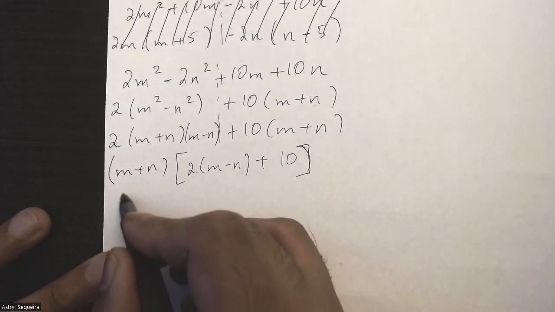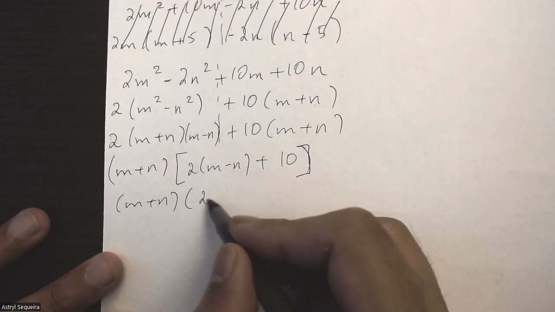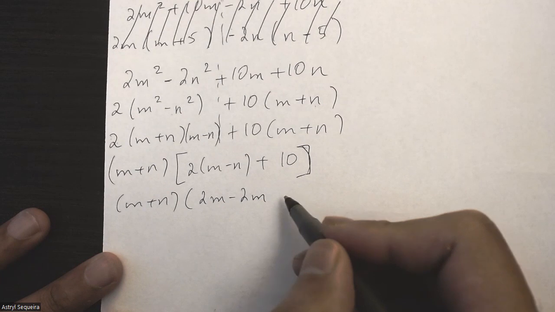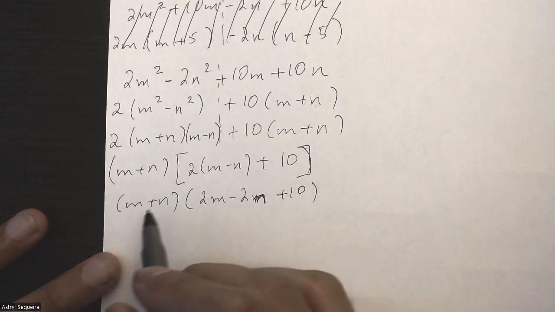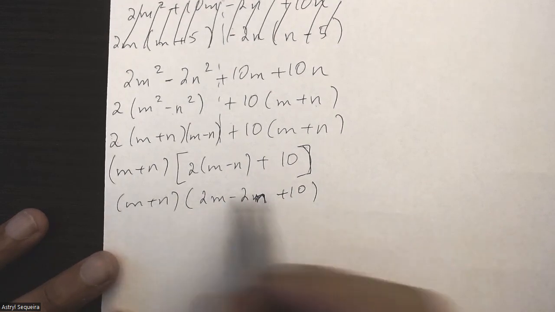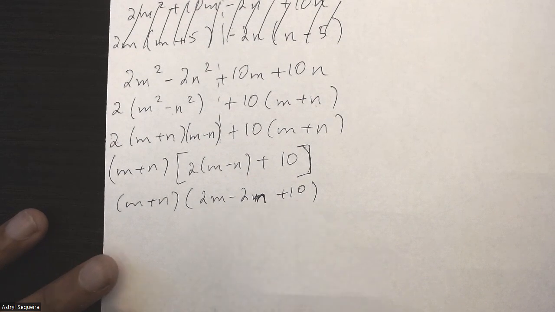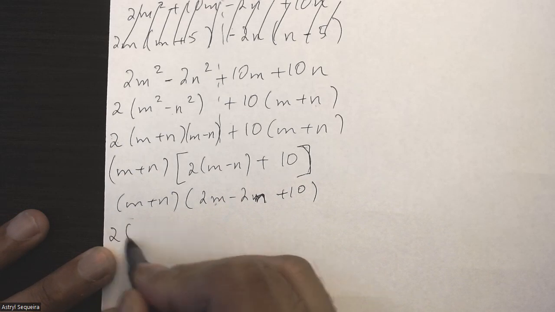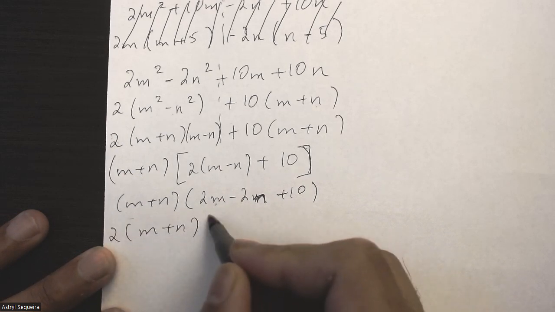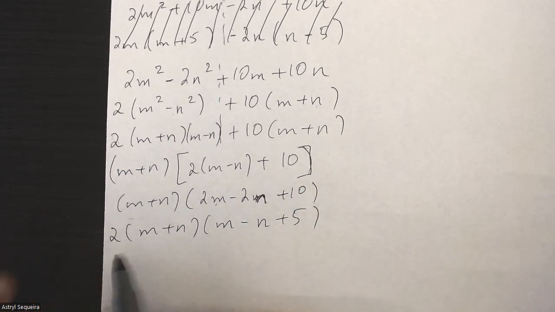Now I just want to simplify the inside over here. So m plus n times, I'm going to multiply this into the brackets, 2m minus 2n plus 10. And then there's no like terms that I can combine over here. But again, what you do notice is you can actually factor a 2 out of all of these. So I'm going to factor out this 2 and bring it all the way to the front. And this turns into m minus n plus 5, and that is my final factored solution.